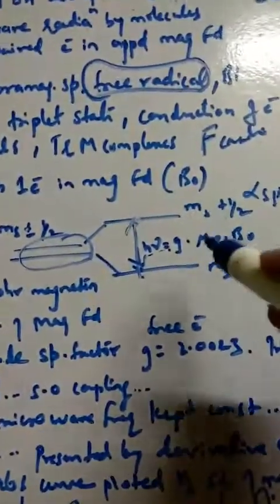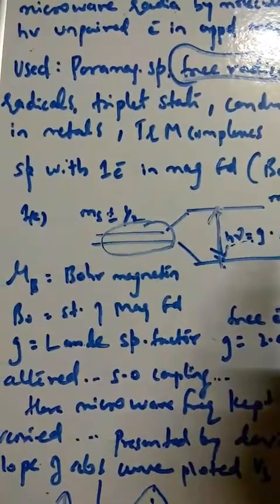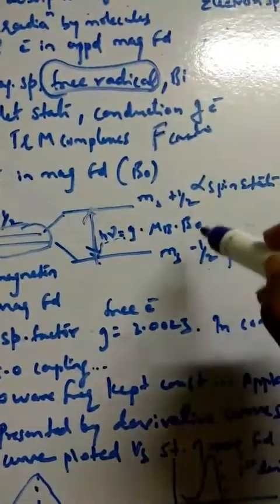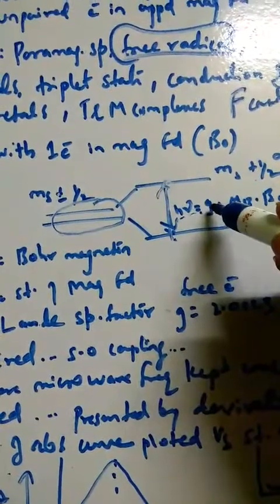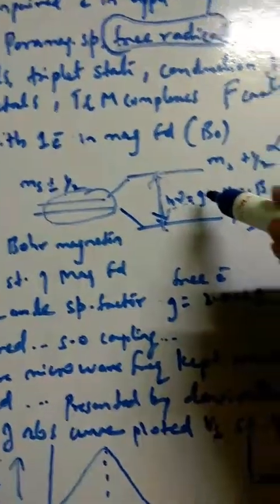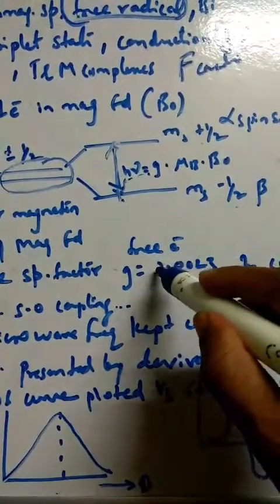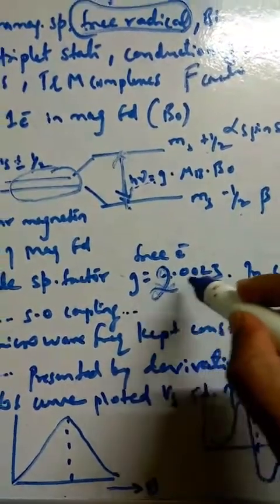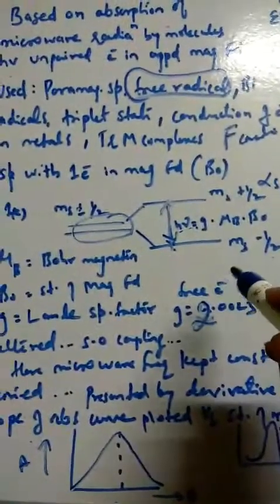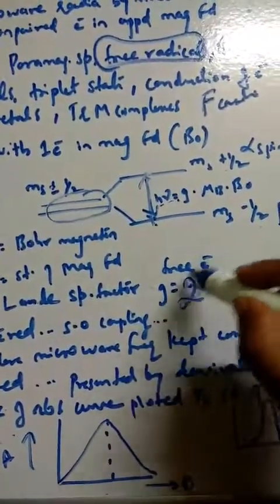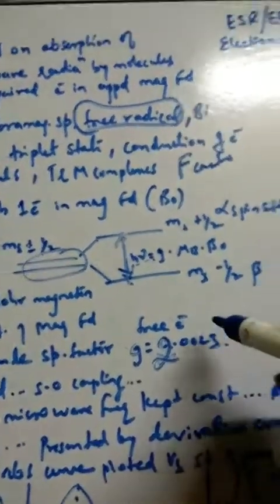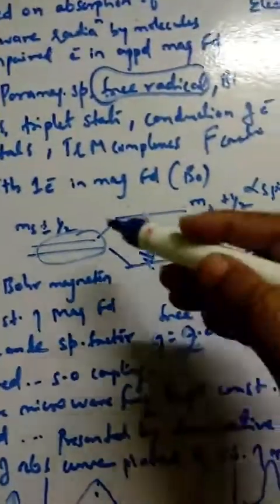So g is called the Landé factor, mu B is nothing but the Bohr magneton, and B naught is the strength of the magnetic field. g is the gyromagnetic Landé splitting factor, and for a free electron it is fixed, that is 2.0023. But in compounds it varies, it is altered because of spin orbit coupling. For a free electron we take g equal to 2.0023, and that is why it depends totally on the splitting.